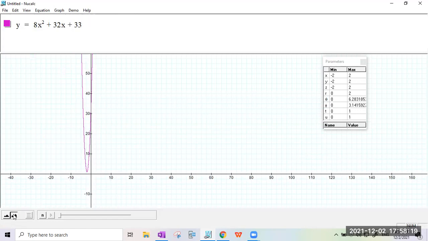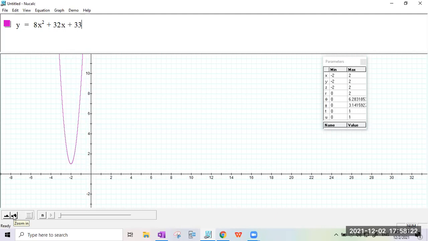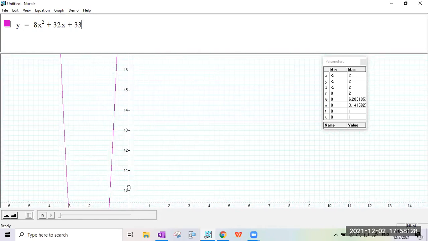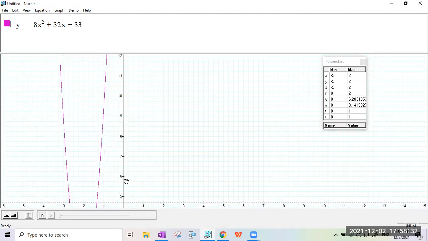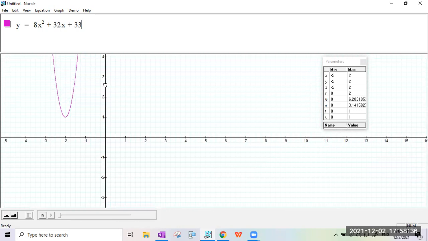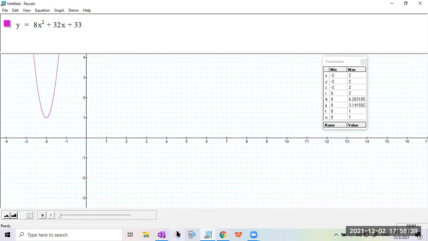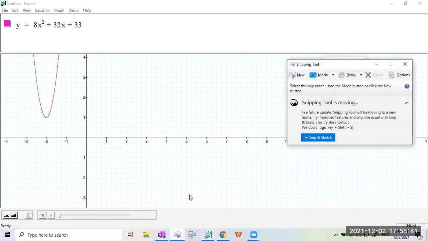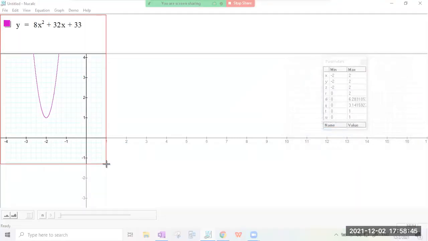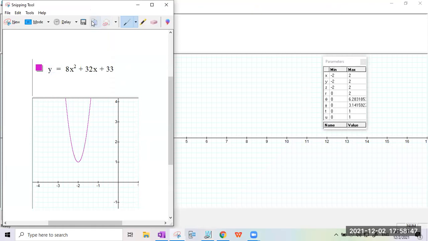If we zoom it in, see, that's what happens if you use the graphing calculator to cheat: you will not see all the details at once. Because the y-intercept is very high up there, but the focus is actually very low down here. So if I want to take a screenshot, I will do it here. Let me screenshot that and then put it on our notes.